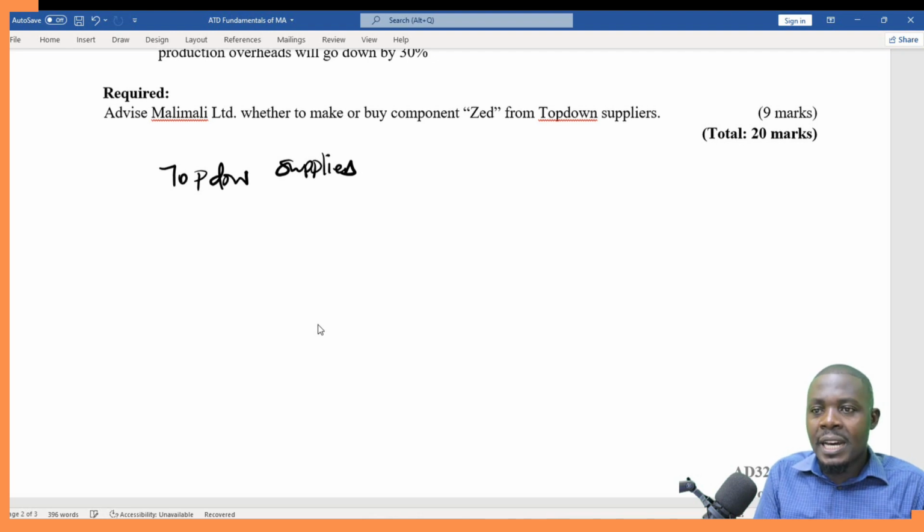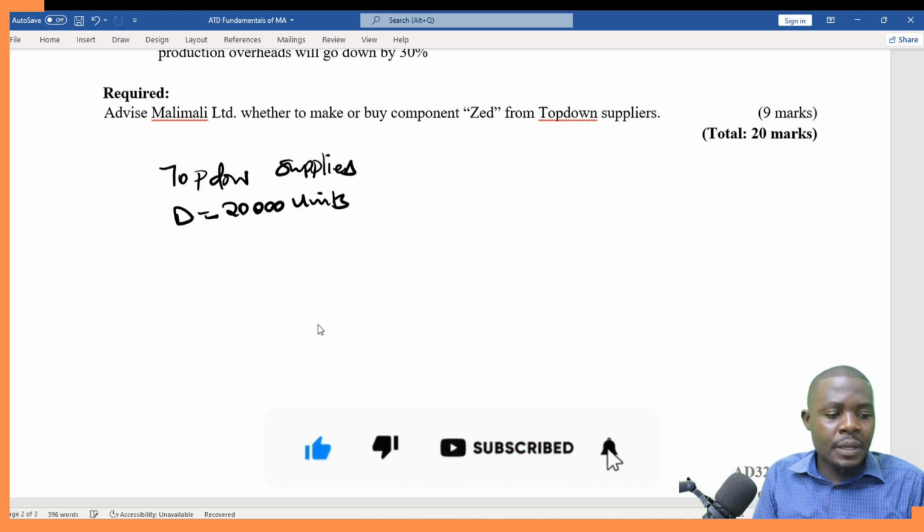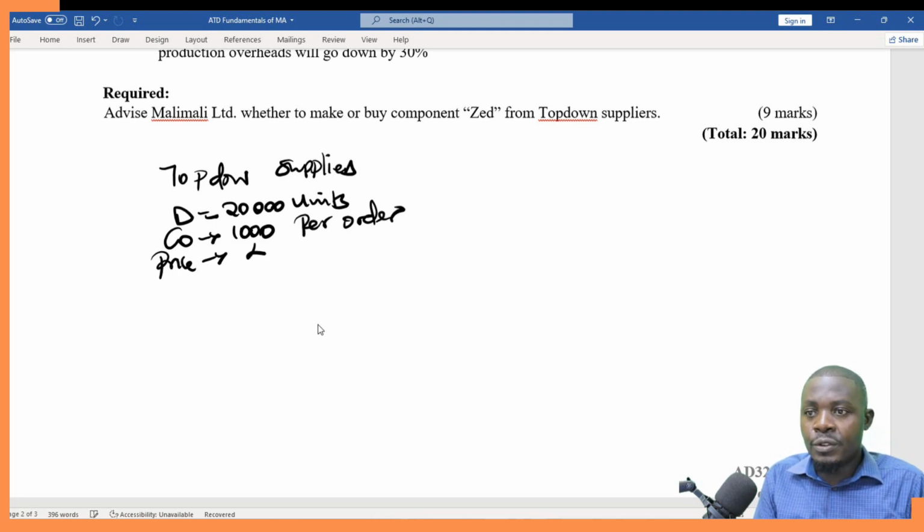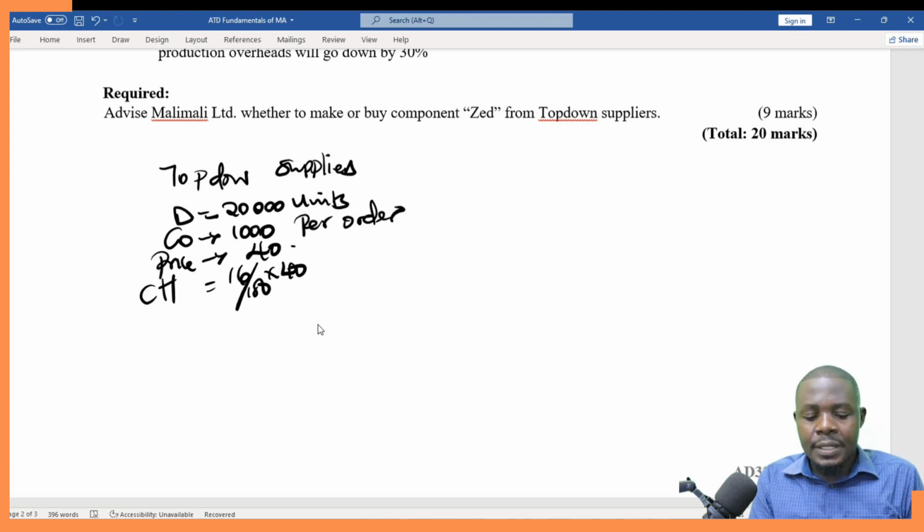We have been given the annual requirements, which is demand, as 20,000 units. Then we have ordering cost, that is CO, which is 1,000 per order. And then we have purchase price, which is 40 shillings. Then the CH or carrying cost, we are told that is 16% of the purchase price. Let's calculate 16% of purchase price. 16 over 100 multiplied by 40, which is 6.4.